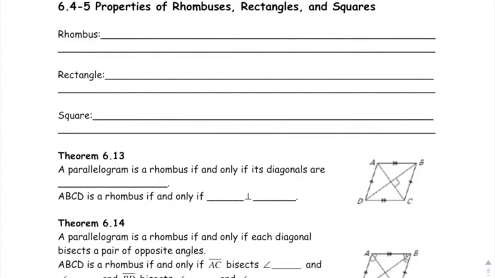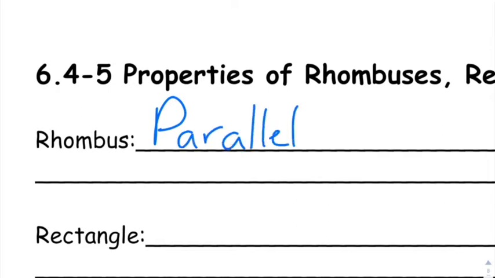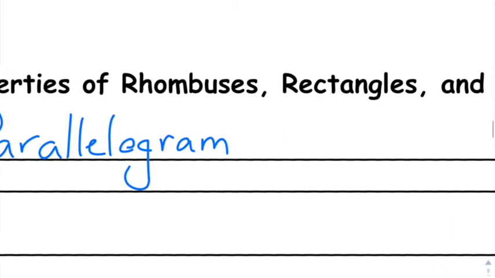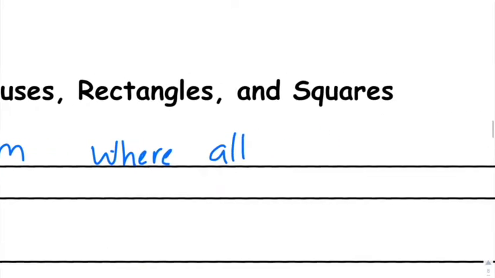Alright guys, we got rhombuses, rectangles, and squares today. I want to talk about a couple of these. A rhombus, that's going to be a parallelogram. All of these, by the way, are going to be parallelograms or specific cases of them. So it's a parallelogram where all sides are congruent.